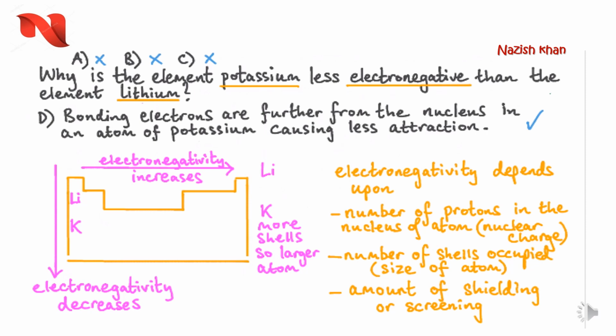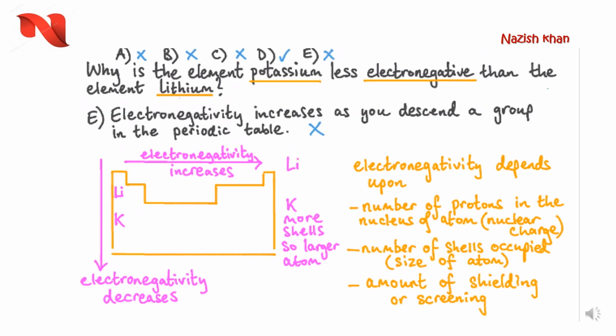Kids, Statement D suggests that the bonding electrons are further from the nucleus in an atom of potassium. This is a true statement so far as a potassium atom having more shells occupied is a larger atom. Since the valence electrons are further from the nucleus, there'll be less attraction for them too. This will indeed reduce the electronegativity of the atom, and it does form part of an explanation. Statement D could be the correct answer, kids.